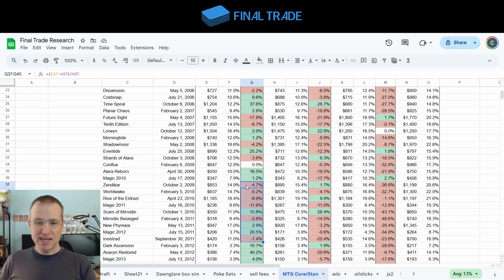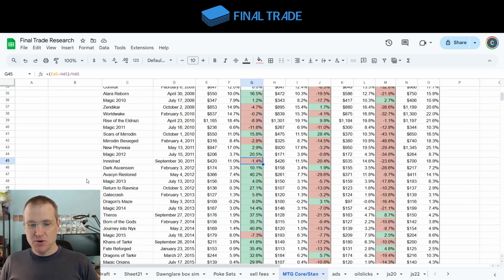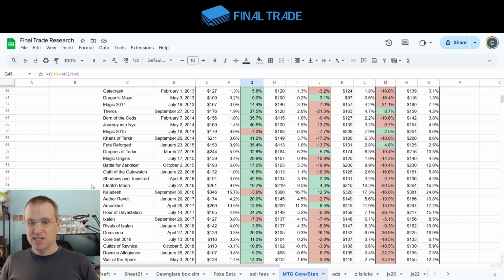If you look in here, negative 4.7, negative 0.2, negative 9, negative 11, negative 2.8, negative 1.4. And so it's as if with these kind of, we'll call them middle-age boxes, that the market is turning on them. They've hit their bottom, and a lot of them have started to bounce back up in the last 6 months. And then as we go into the late 2010s, what we see is almost all of these boxes are green over the last 6 months. So they've almost all gained price in the last 6 months.